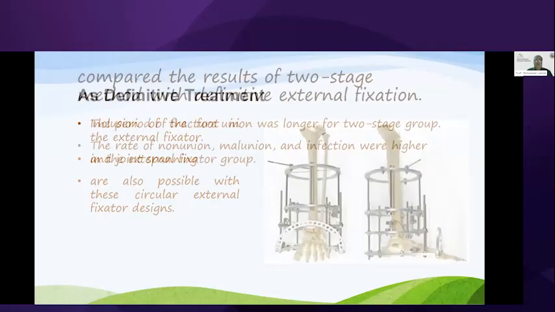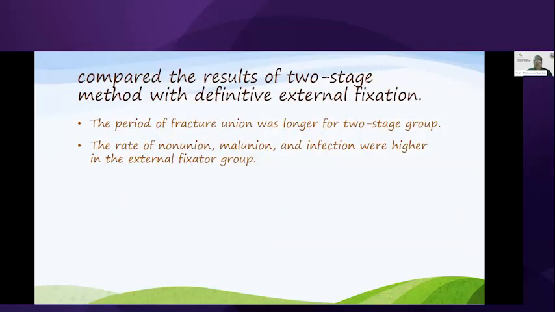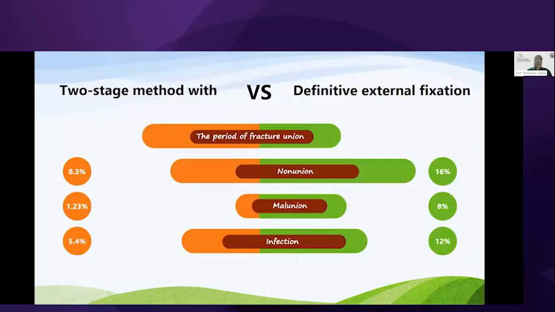If we compare the result of the two-stage internal fixation method with a definitive external fixation, the period of fracture union was longer for the two-stage group, but the rates of non-union, malunion, and infection were higher in the external fixation group.